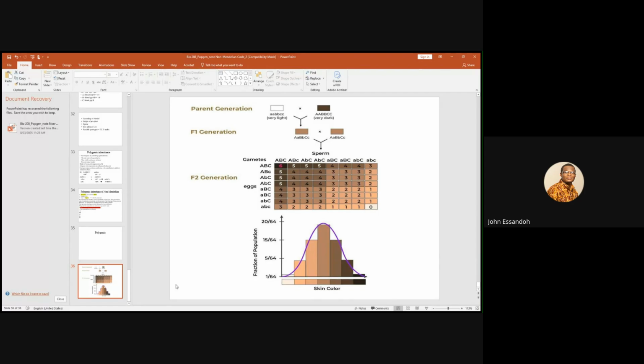This is where we ended with our non-Mendelian genetics. Yes, please. Can two pure dark couples produce white offspring? It depends on the pure dark. Because if you say pure dark, it means capital A, capital B, capital C, and capital A, capital B, capital C. That one is impossible.